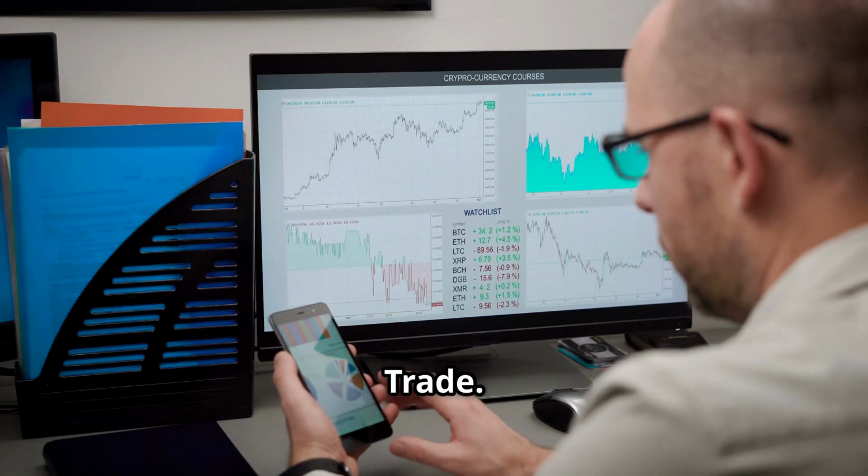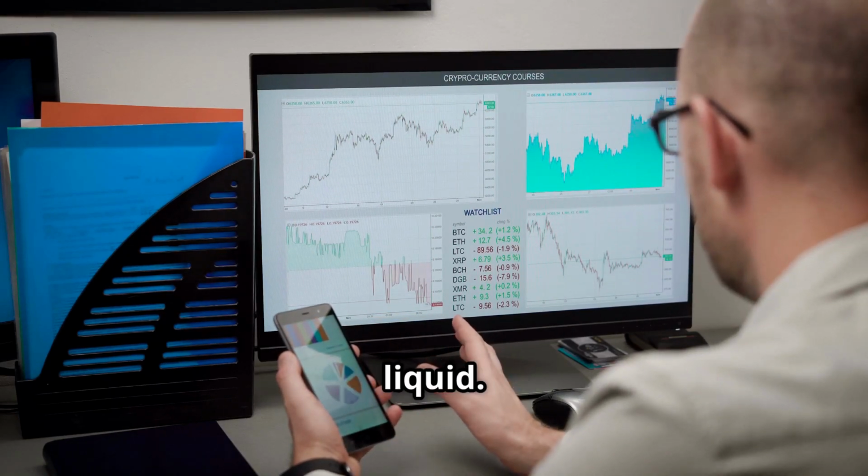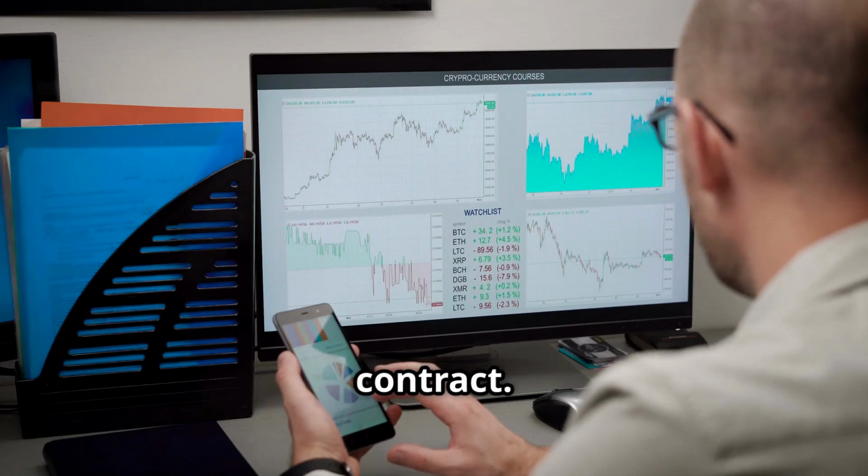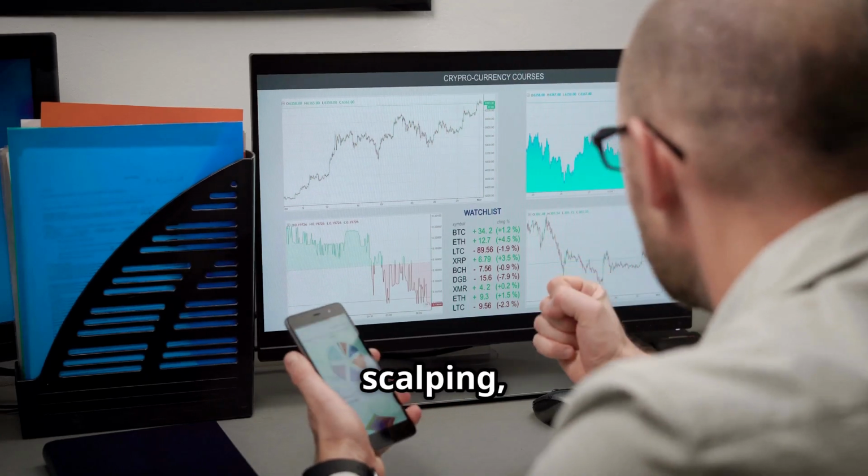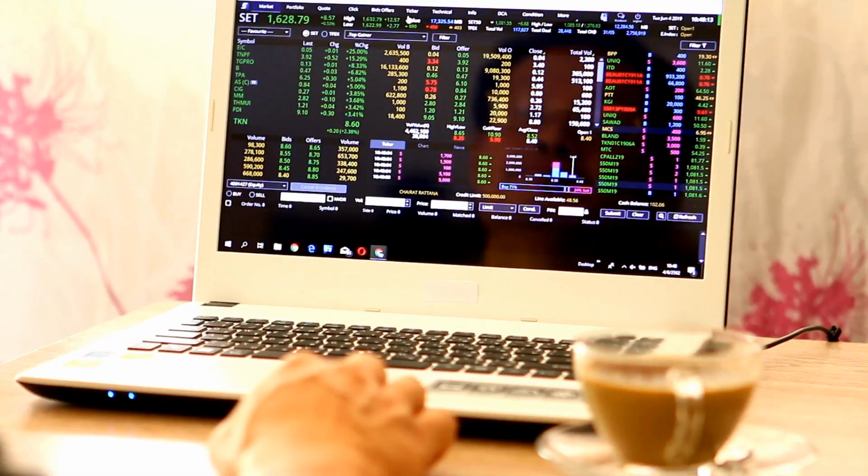Prep work before you trade. 1. Know the instrument. Highly liquid. This is related to the entire ES contract, ideal for small accounts, scalping, swing trading, or strategy testing.